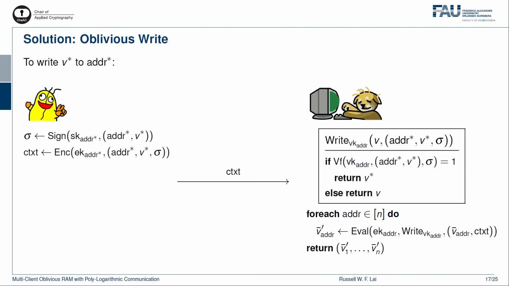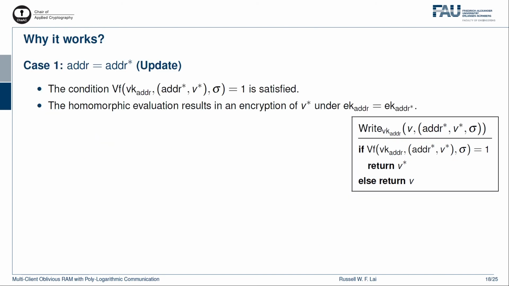To see why this protocol works, we consider two cases. In the first case, which is the simpler case, the evaluated address is equal to the target address. In this case, the verification equation should be satisfied, and therefore the evaluation should give an encryption of v star under ek address star, which is as desired.